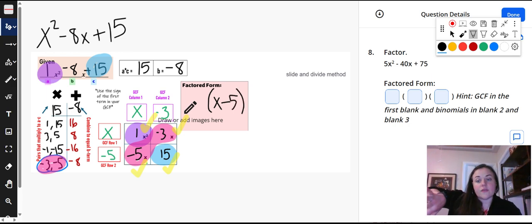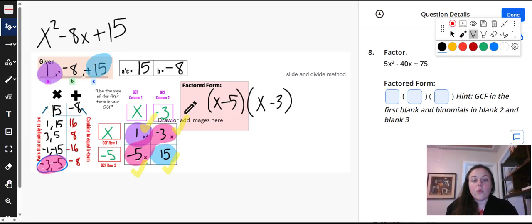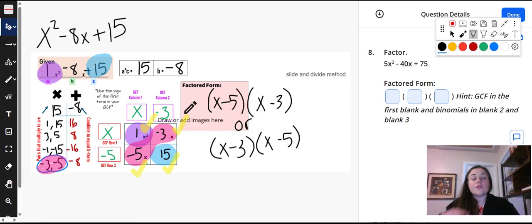That comes from the left side of the box, and then the top. But the order doesn't matter. So you could put x minus 3, x minus 5. So our complete answer is 5, which was the GCF, and then x minus 5, x minus 3.